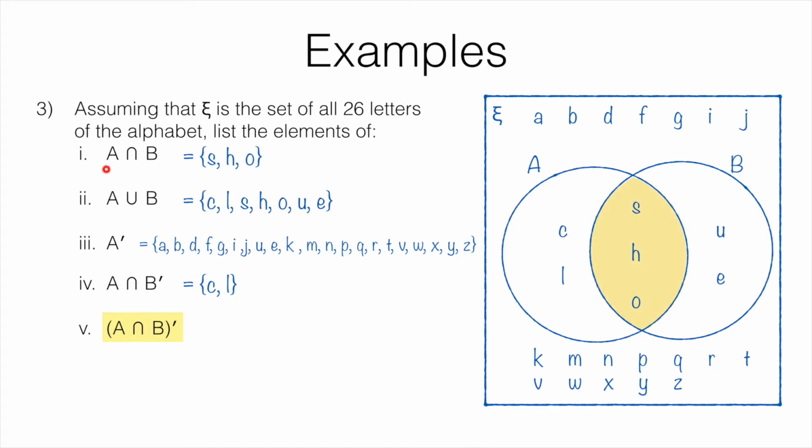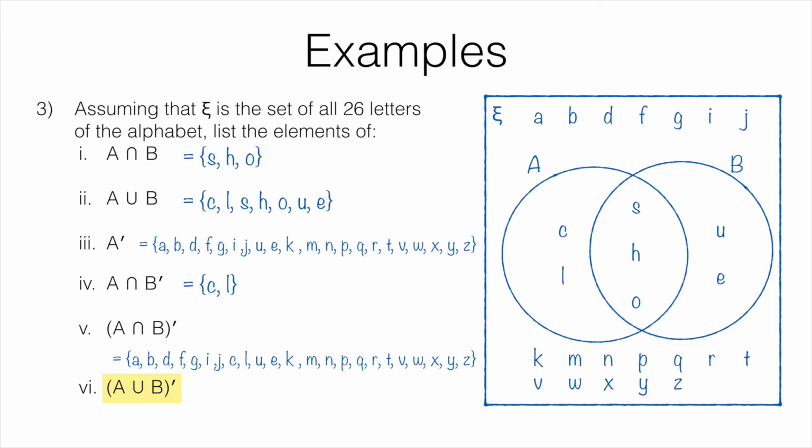Now we don't want the intersection of A and B, we want the complement of that. In other words, we want everything that's not in this set. So the set we're actually looking for is this one here. These are all the elements that are not in the intersection of A and B, and we simply have to list all of these out in our curly brackets. So notice we've got all of these letters listed here, but we don't have the S, the H, or the O.